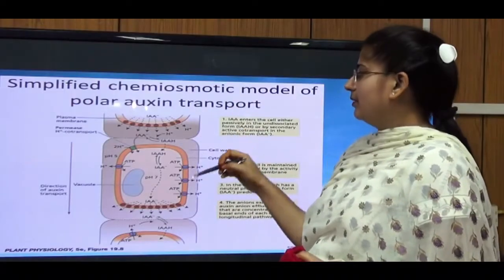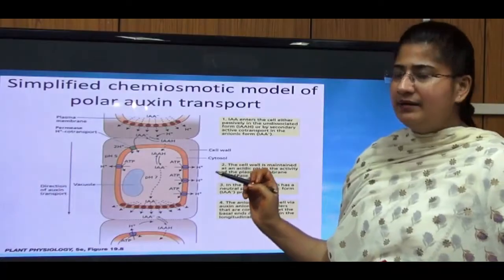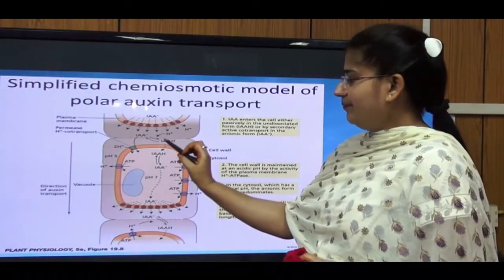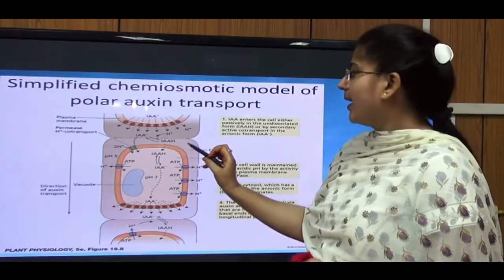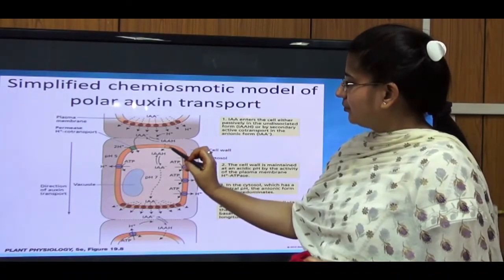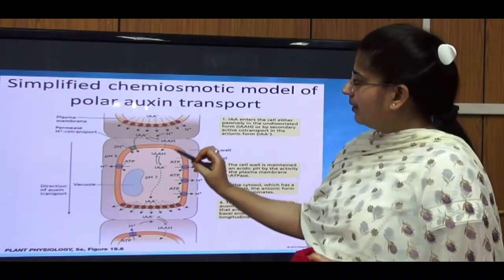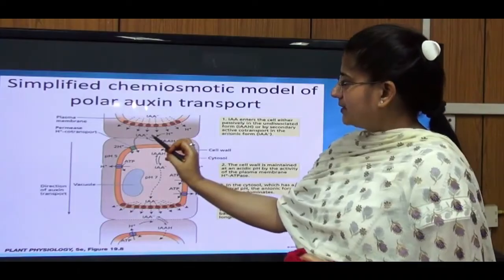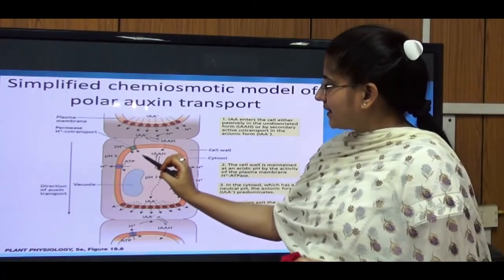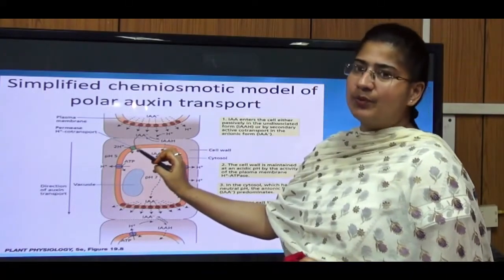Basically the predominant form in the plant is IAA minus, but if it combines with H plus, it will form this undissociated form, and if it is present in undissociated form, it will diffuse easily through the plasma membrane and enter inside the cytosol. But if it doesn't get H plus, it will remain as such in anionic form, and it will move inside the cytosol with the help of this co-transporter.